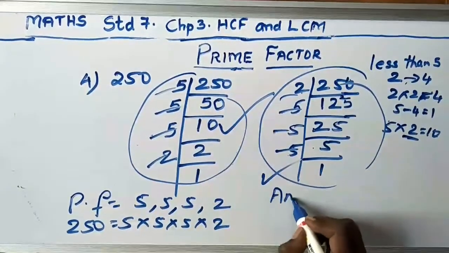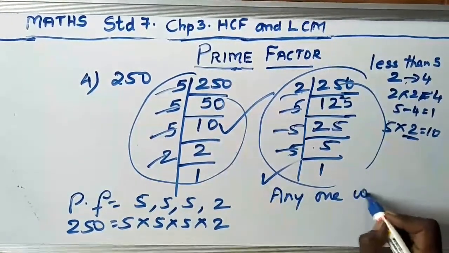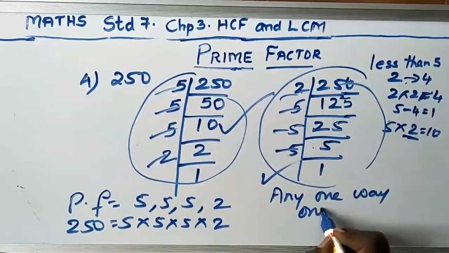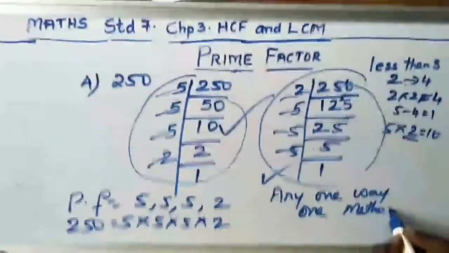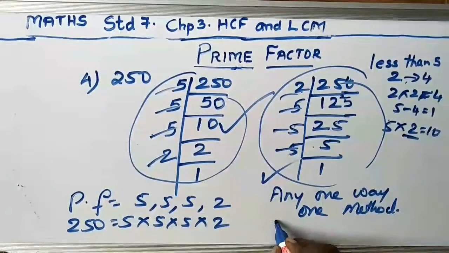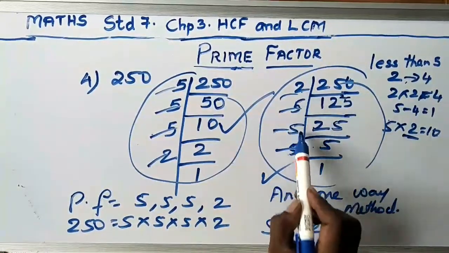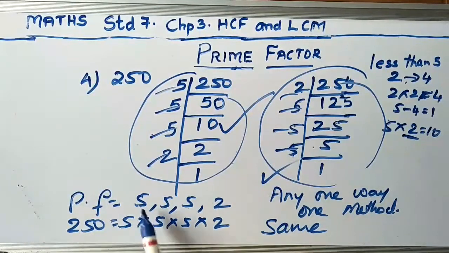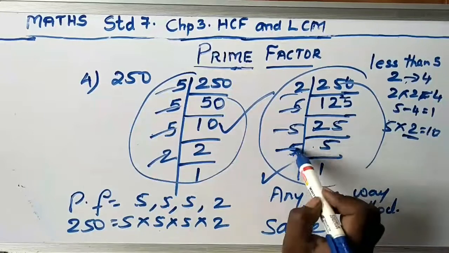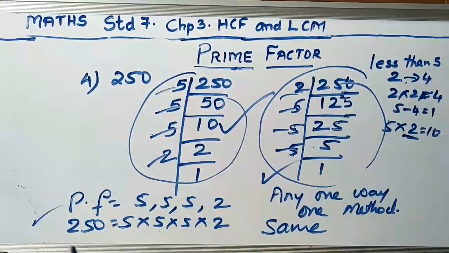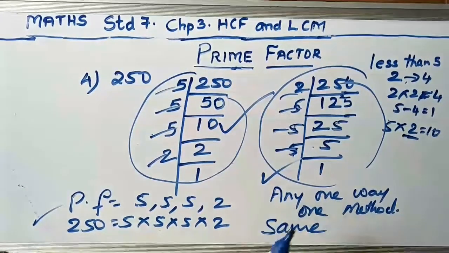Any one method you can do. But the answer will be the same. Now here also 2, 5, 5, 5. So 5 into 5 into 5 into 2. So anyway, do any one method which will be easy for you.